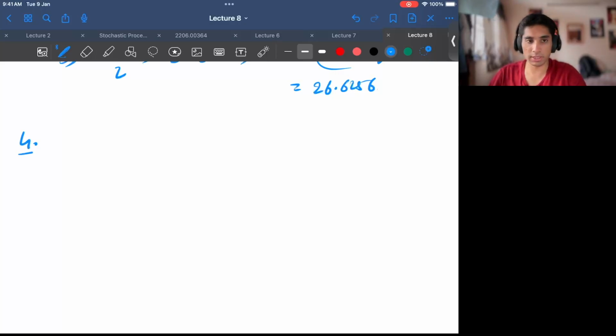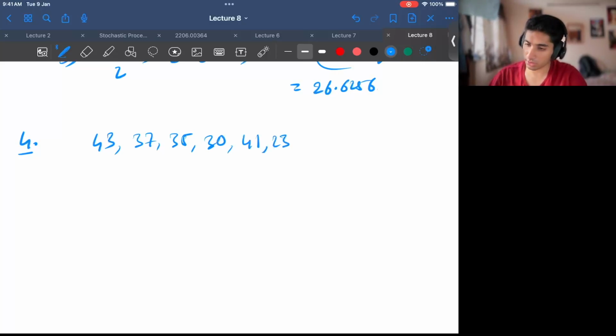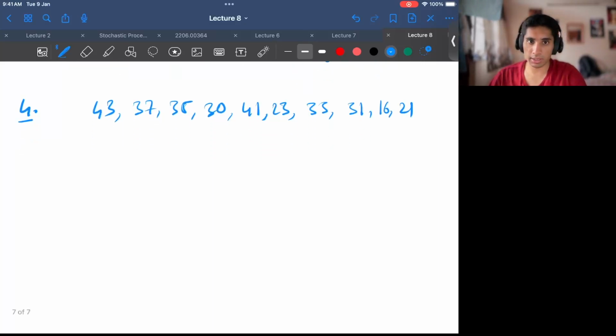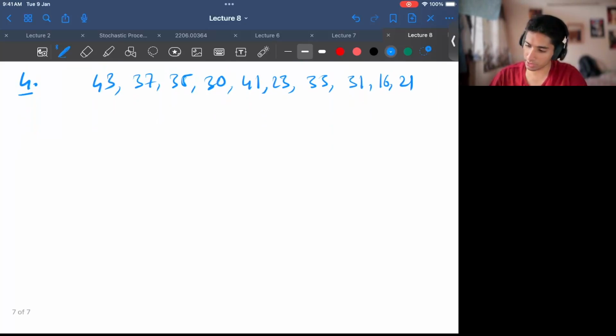So the fourth question is as follows. You are given a list of data. 43, 37, 35, 30, 41, 23, 33, 31, 16, 21. The question that is asked is: what is the mean of this data, and what is the standard deviation? So it's a simple question.